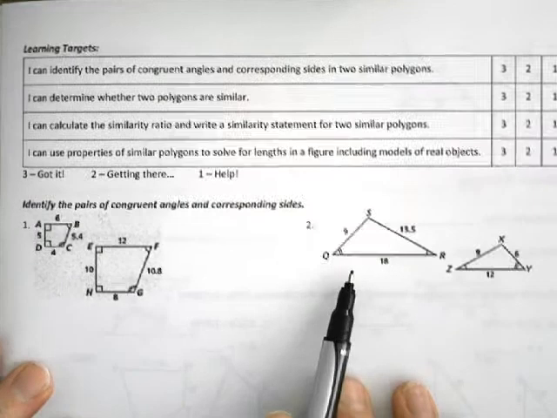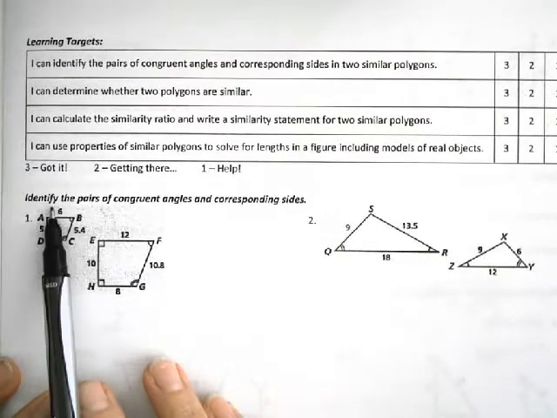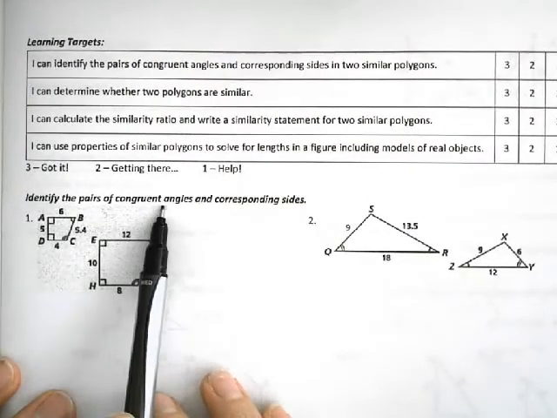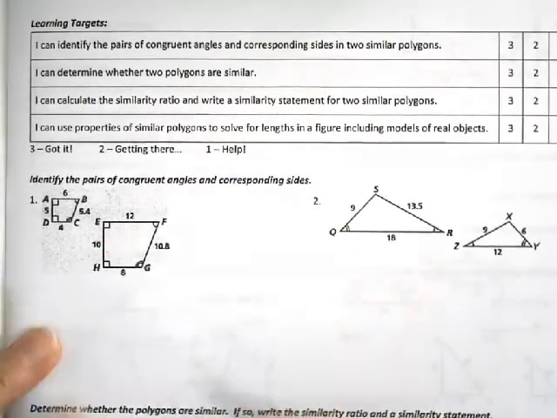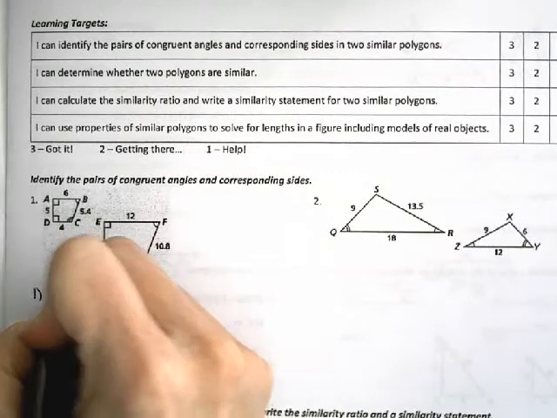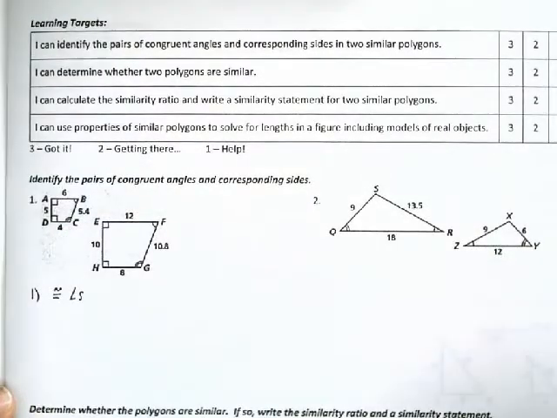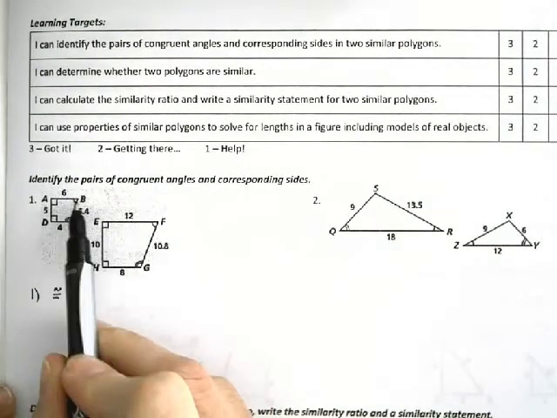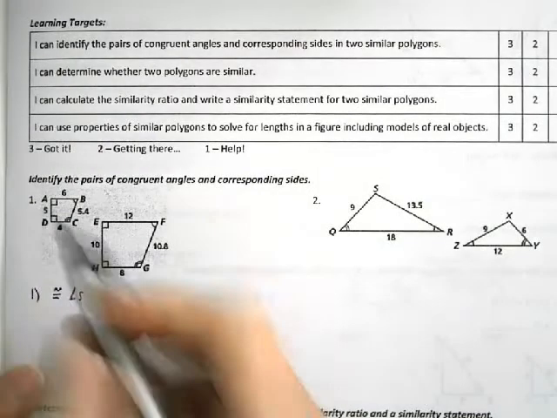So the first 2 here, we already know that these are going to be similar figures. So all we're asked to do is identify the pairs of congruent angles as well as the pairs of corresponding sides. So I'm just going to break it up. So my pairs of congruent angles, again, just like when we did congruent triangles, all we're looking for are the markings here and matching up the markings in one diagram to the markings in the other.